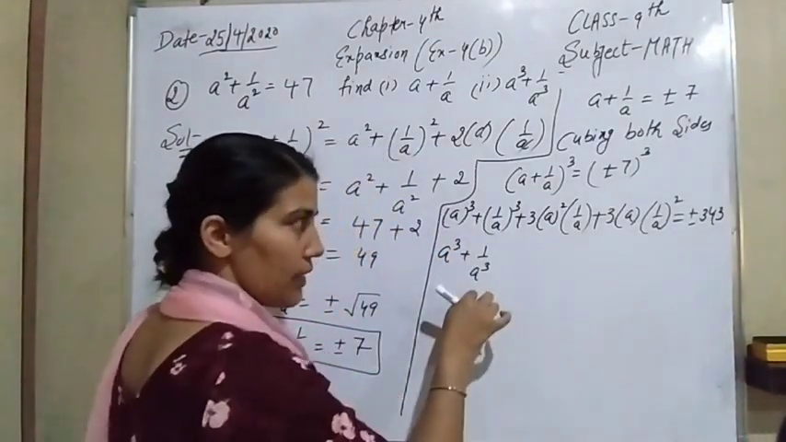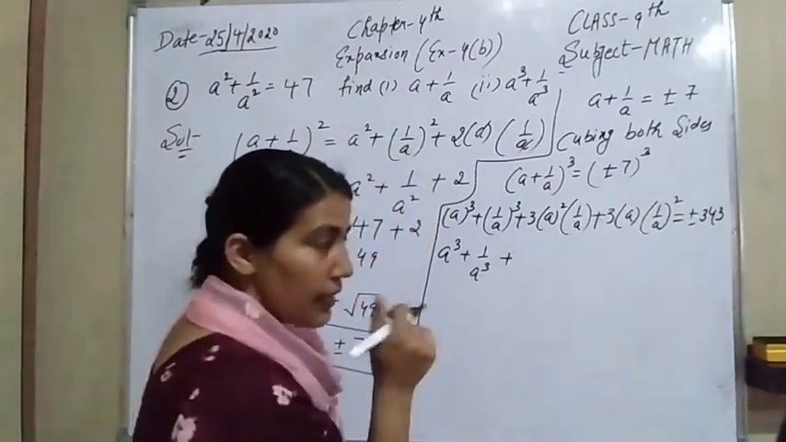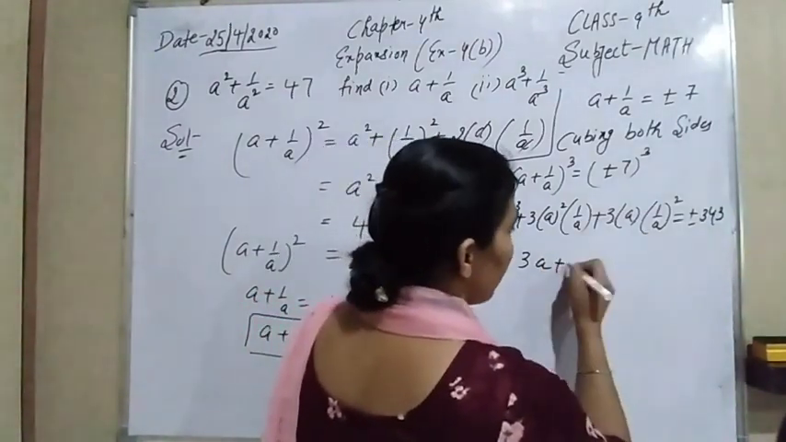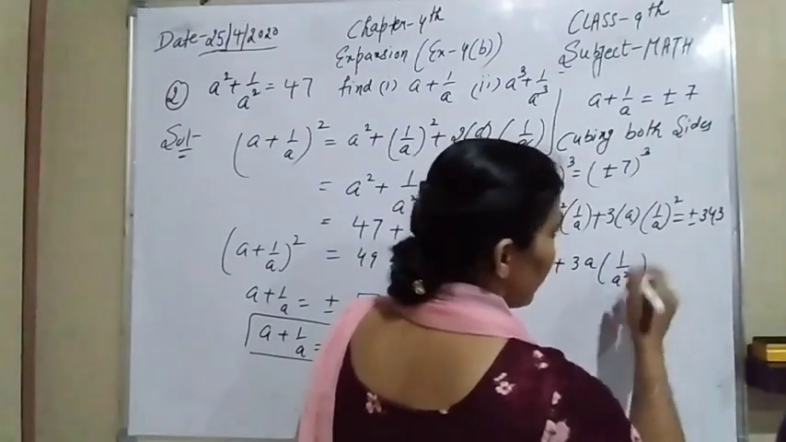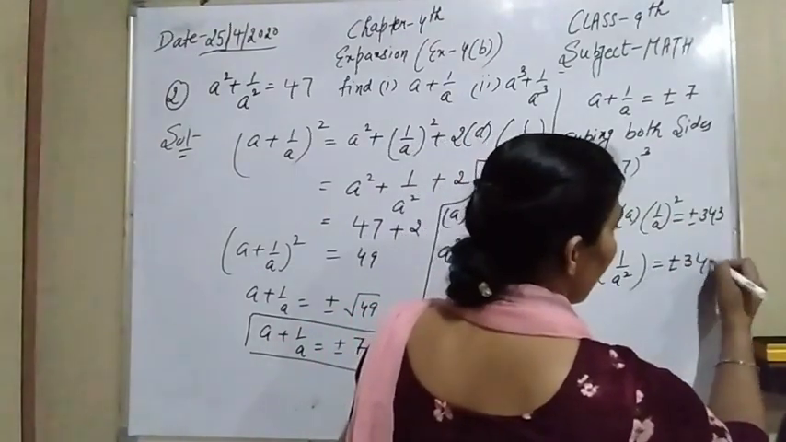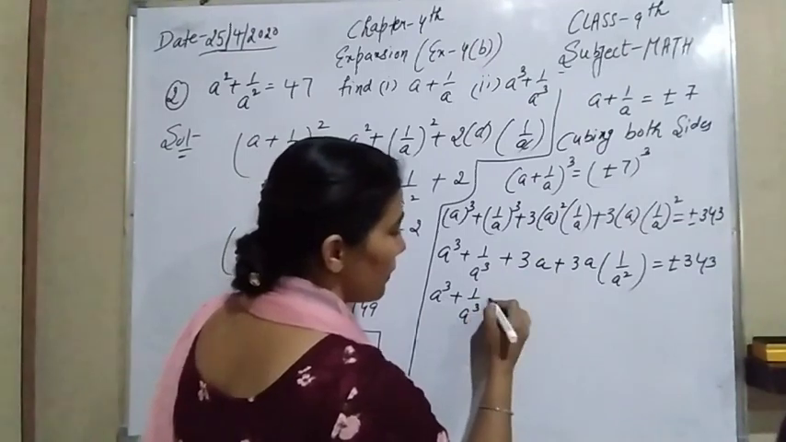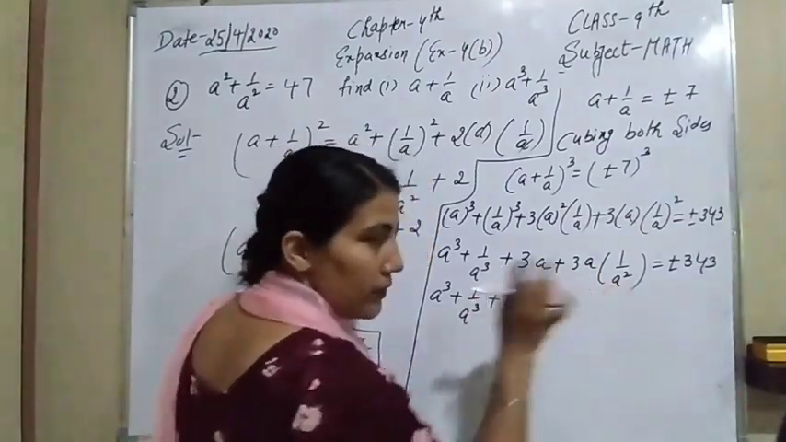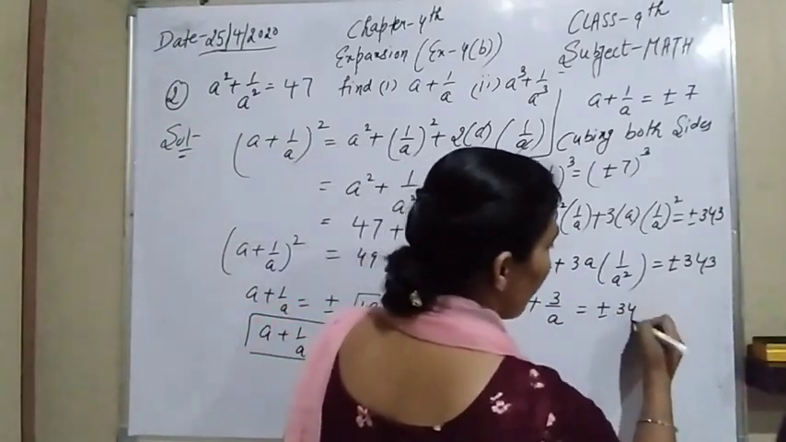Clear? 1 cube is 1, a cube is a cube. Now look here, a square over a cancels, only 3 is there. Now look here, 3a into 1 over a square. 1 square is 1 and a square is a square, equal to plus minus 343. Now come to the next step: a cube plus 1 over a cube plus 3a, a will cancel, so in the denominator a will remain, plus 3 over a, equal to plus minus 343.